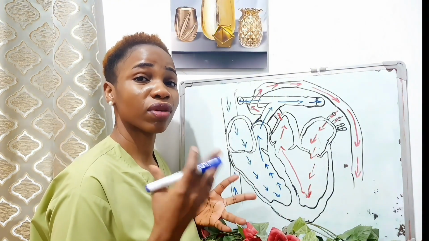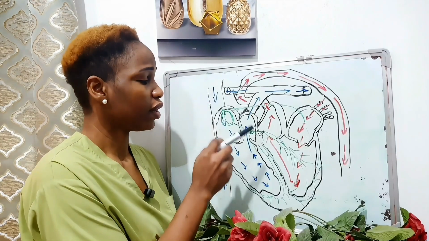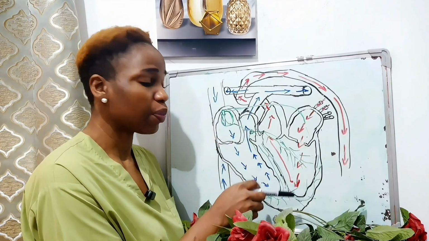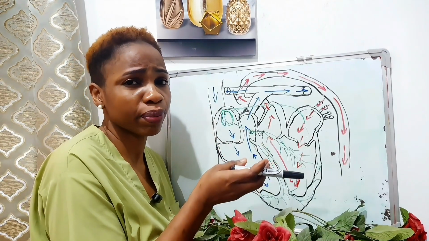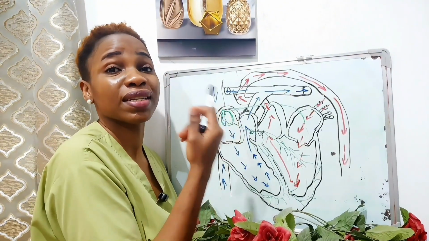When we talk about electrical activity, which is the ECG we are talking about, you should talk about the SA node, the AV node, the bundle of His, and the Purkinje fibers. How does this play a role? First of all, the SA node controls the atrium. That is why it's called the sinoatrial node.